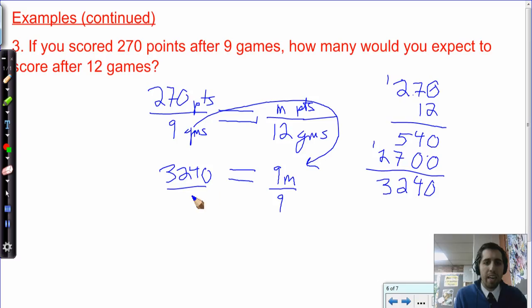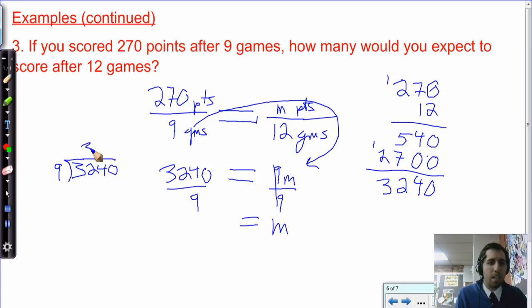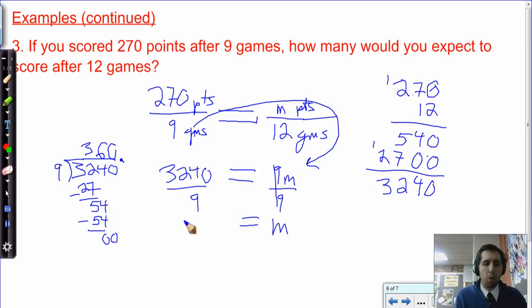Let's divide both sides by 9. And what are we going to get? We're going to get M, or the number of points, is going to be equal to 3,240 divided by 9. 9 goes into 32 3 times. And that's 27. Subtract. And we will get 54. 9 goes into 54 6 times. The important thing here is that you realize that we're only in the tens place, so you need to factor in this last 0. The decimal is over here, so we need to put that 0. So after 12 games, you would expect me to have not 36 points, but 360 points. So there you go. There's another example.